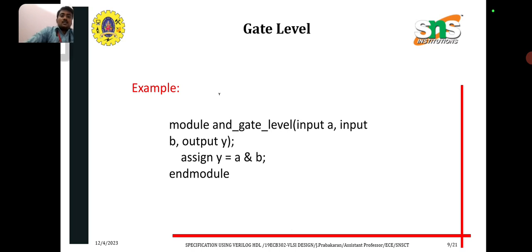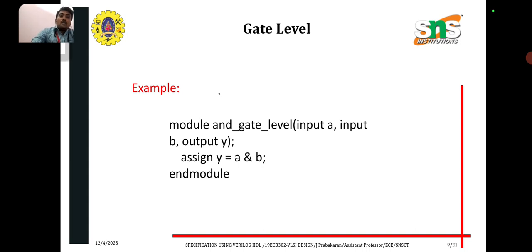Here's an example of gate level modeling. In this example, an AND gate is implemented at the gate level. The AND operator represents the logical AND operation, and the assign statement specifies the gate level behavior.